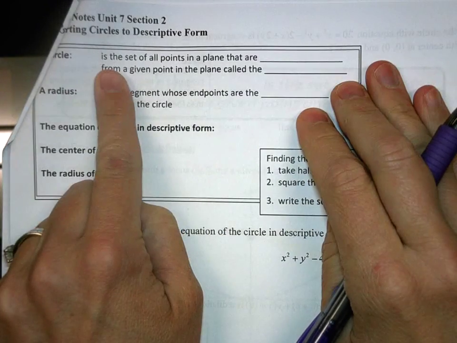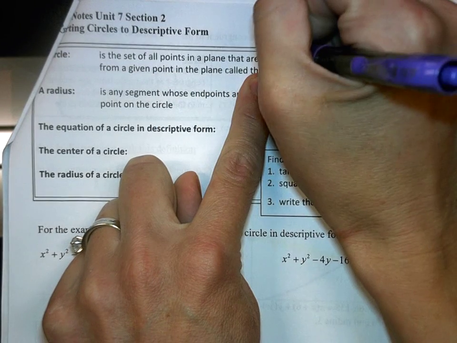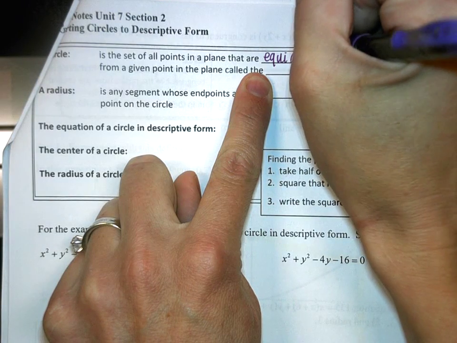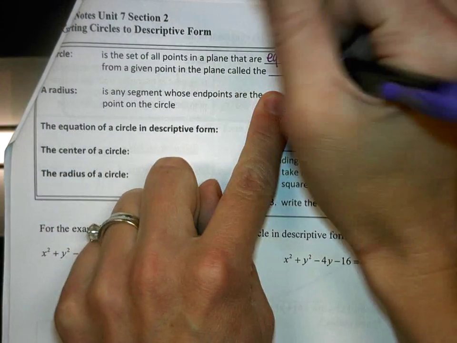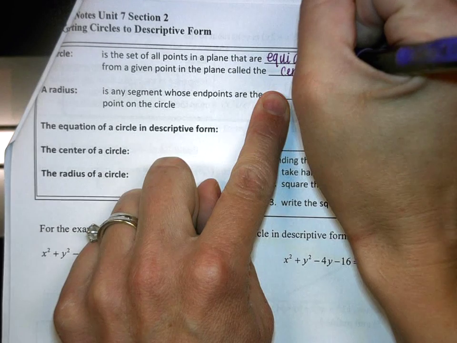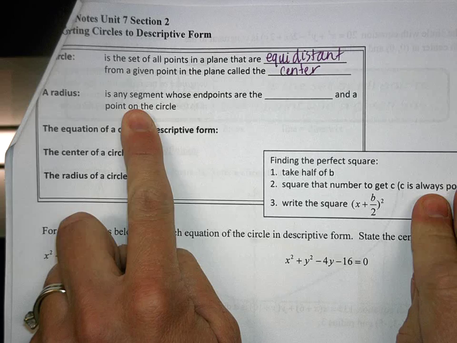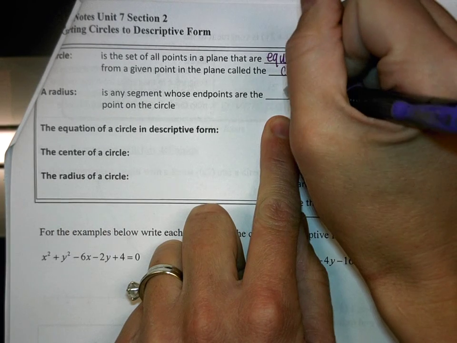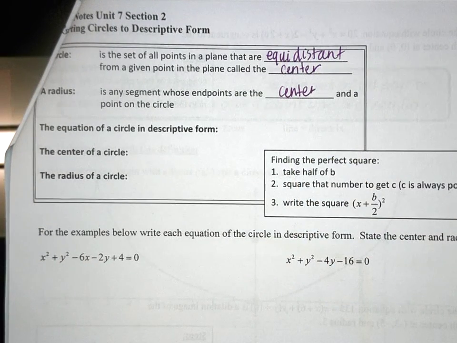So remember that a circle is a set of all points in a plane that are equidistant from a given point in the plane called the center. A radius is any segment whose endpoints are the center and a point on the circle.